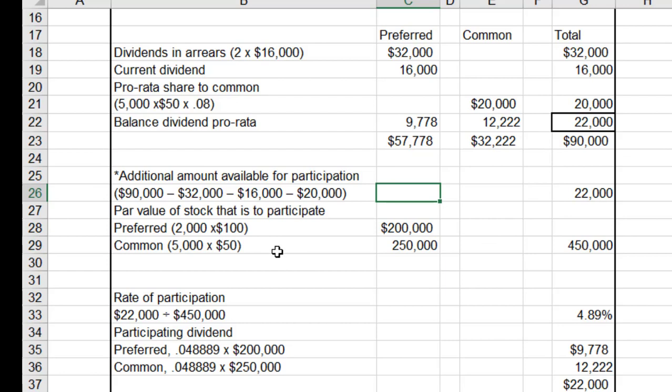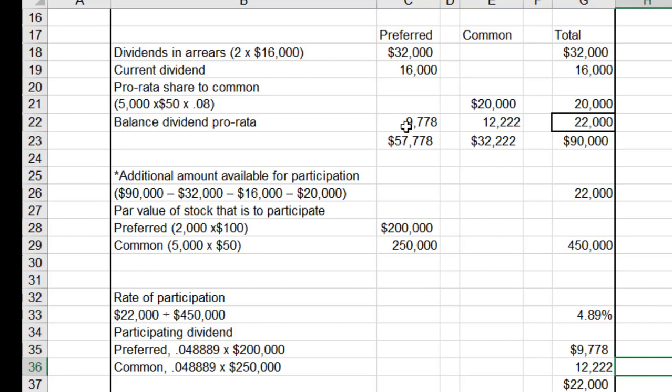How? Well, take the par value of each of the types of stock. The 2,000 shares of preferred stock at $100 par value, and 5,000 shares of common stock at $50 par value, gives us a total par value for both of $450,000. We're going to divvy up this $22,000, so the percentage of $22,000 to $450,000 ends up being 4.89% or 0.0489. If you take that 0.0489 and multiply it by the preferred stock par value of $200,000, you get the 9,788. If you do the same thing for the common stockholders, you get 12,222. And those two add up to give you the 22,000.